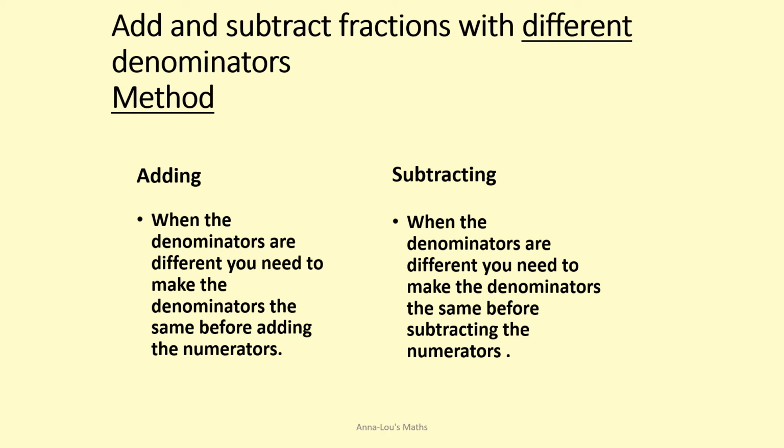When we're adding and subtracting fractions with different denominators, the first thing we need to do is turn them into equivalent fractions. You can check out my video on order and compare fractions to look at equivalent fractions if you need to. Once we've got them as the same denominator, then as before, we just add or subtract across. So let's have a look at some examples of those.